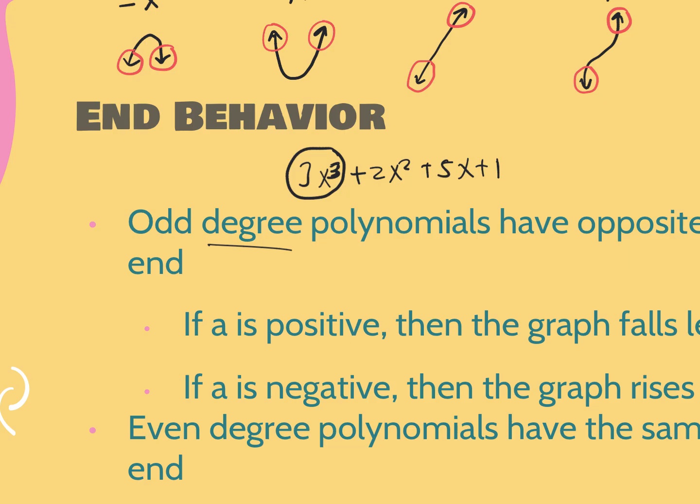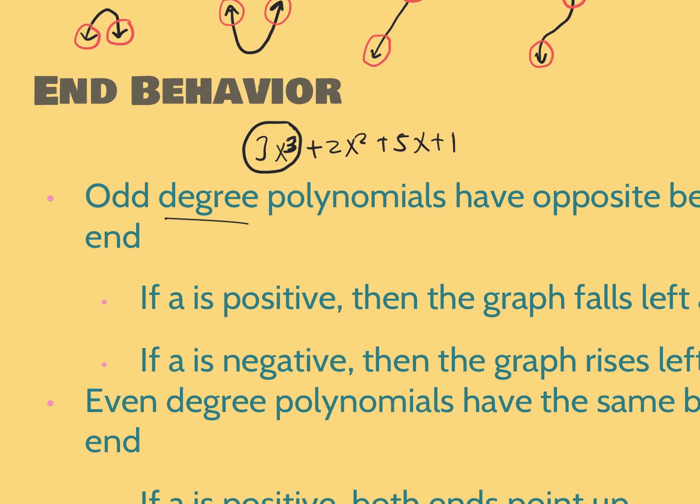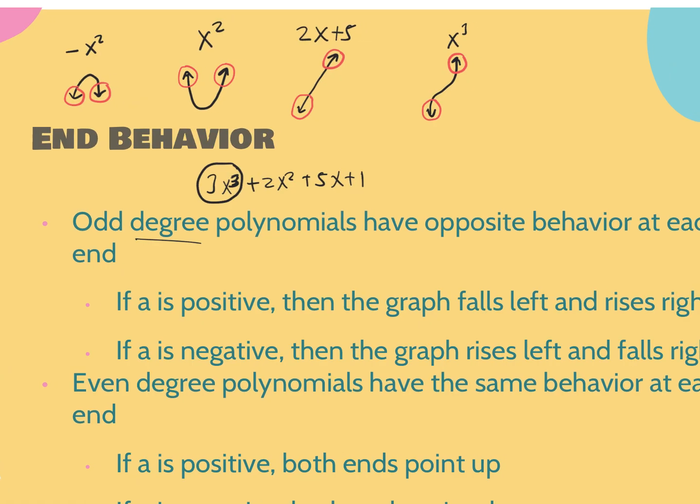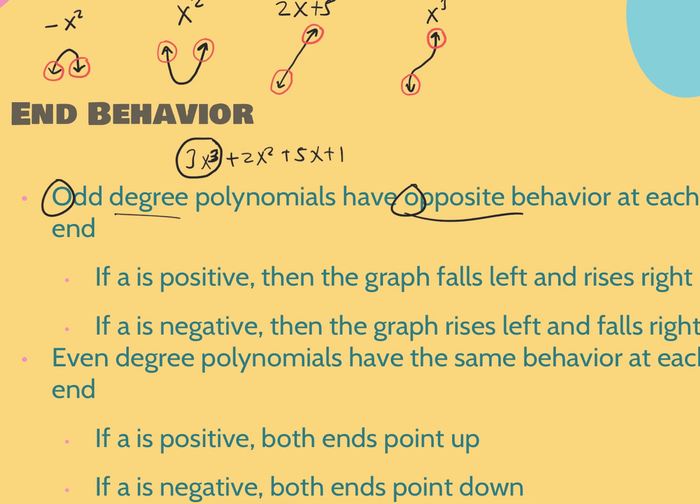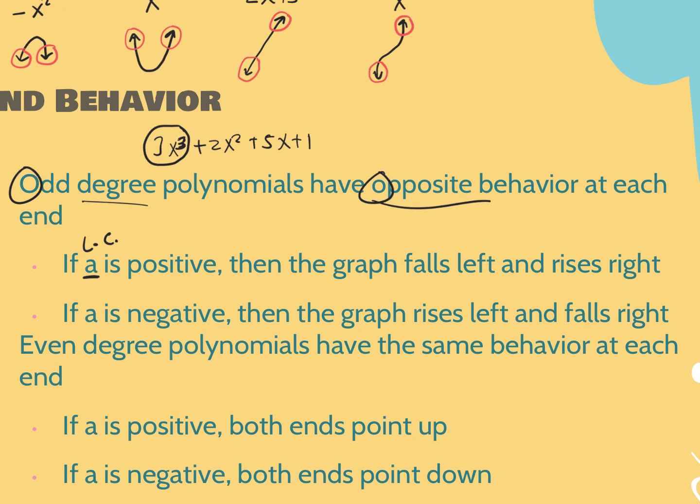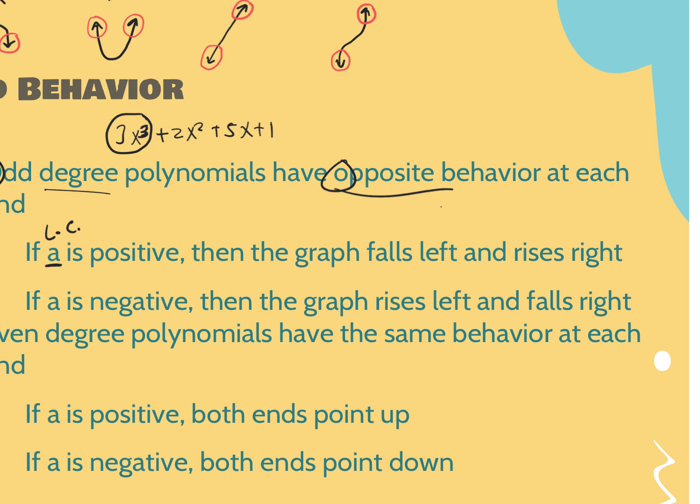So odd degree means that your highest exponent is odd, and the odd degree polynomials are going to have opposite behavior at each end. So think odd, opposite. O goes with the O, all right? And these notes refer to the letter A as your leading coefficient. If the leading coefficient is positive, then it's going to fall to the left and it's going to rise on the right. Anything could happen in between. So maybe it makes a shape kind of like that, a rough sketch, but what we know for sure is that towards the left, it's going to go down, and towards the right, it's going to go up.